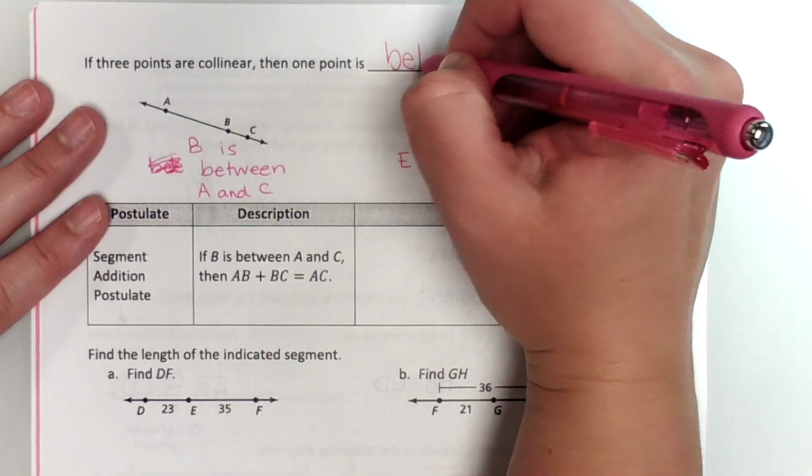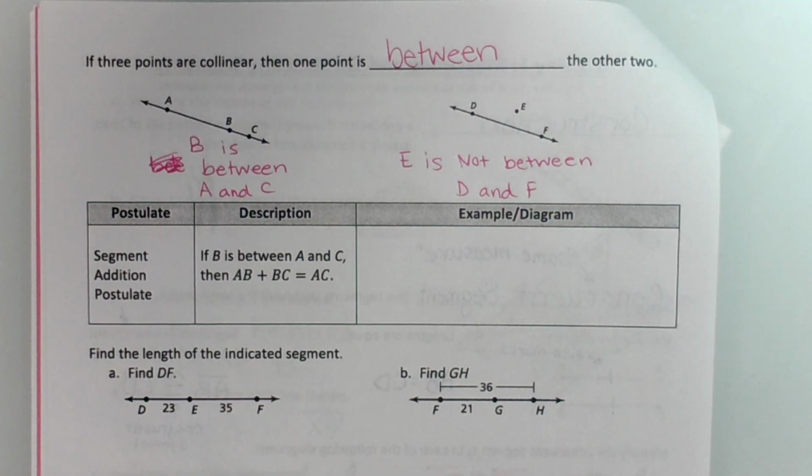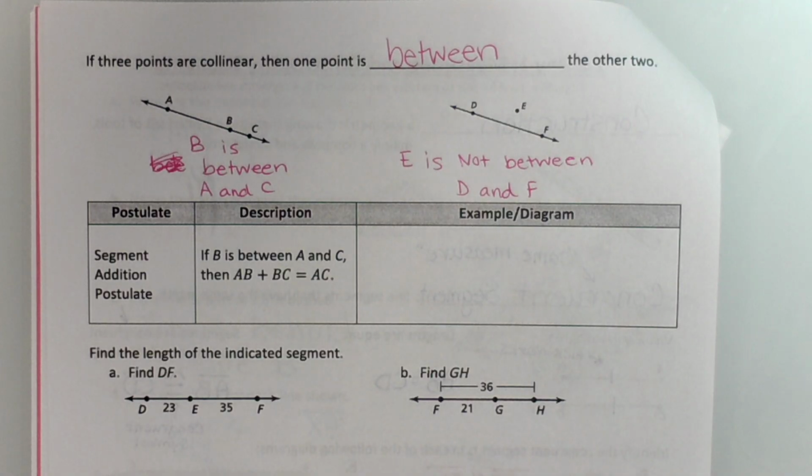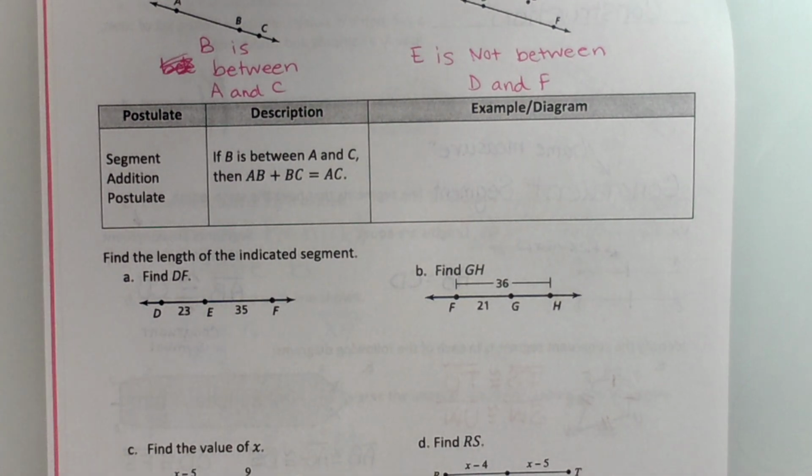In other words, using our actual geometry terms, 3 points have to be collinear for us to say any of them are between the others. They have to be on the same line. Now, why is that important? Well, comes down and gives us this postulate. Now, I've mentioned postulates in here before. A postulate is something that is true, but you don't need to prove that it's true.